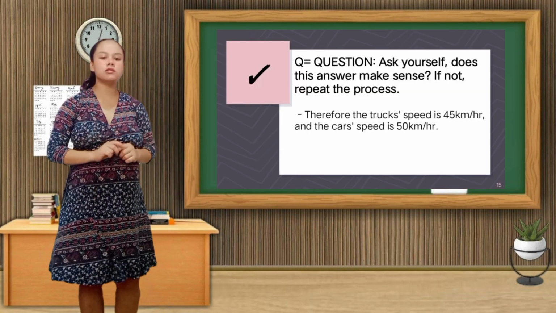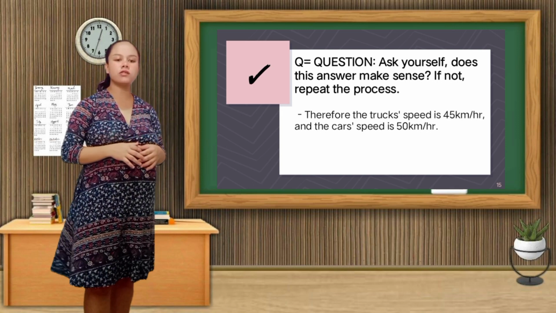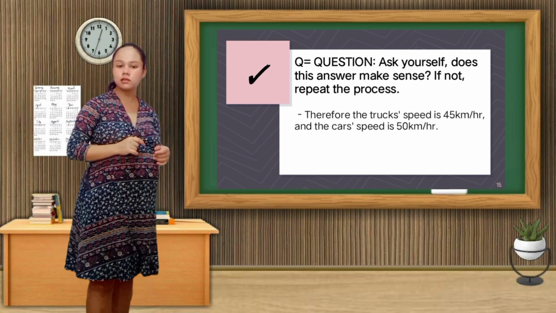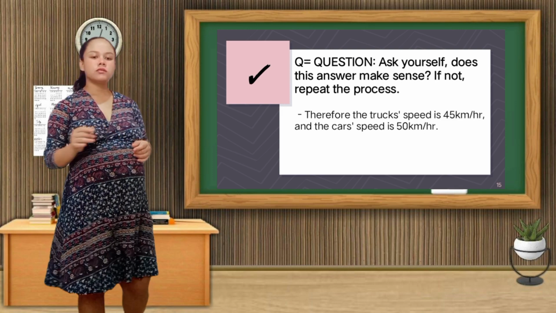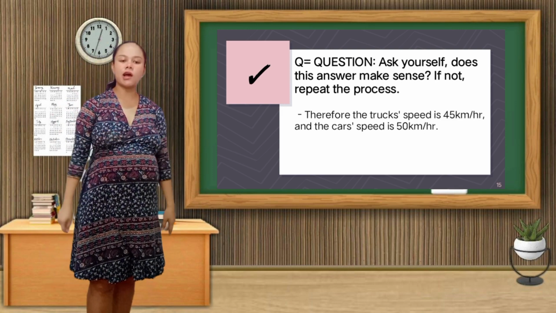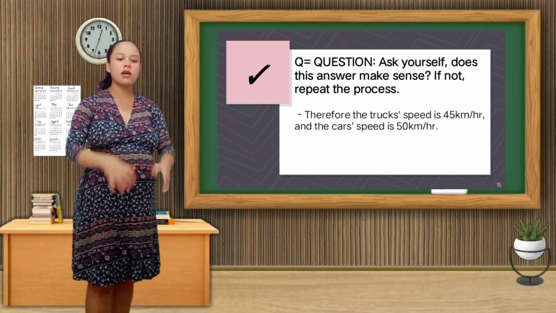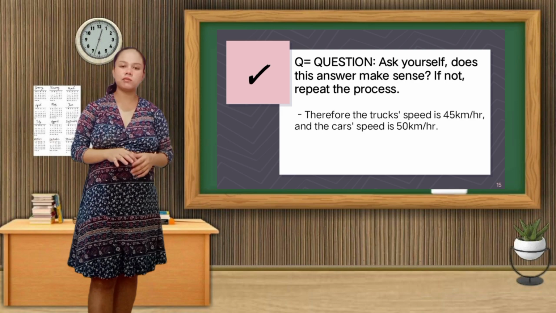So the next step is question. Ask yourself, does the answer make sense? So therefore, the truck speed is 45 km per hour and the car speed is 50 km per hour.